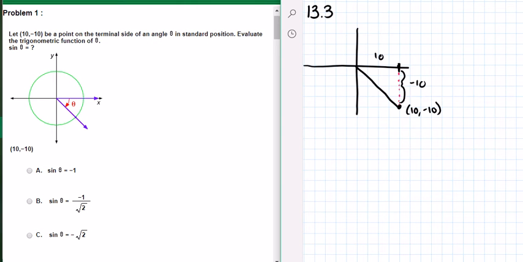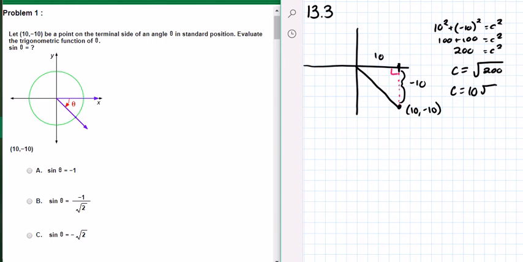So I have both of these legs, and the very first thing I need to do is find my hypotenuse. In order to find my hypotenuse, I'm going to use the Pythagorean theorem. 10 squared plus negative 10 squared equals c squared. 100 plus 100 equals c squared. 200 equals c squared. And then when I take the square root, c equals the square root of 200. Breaking that down exactly, c is going to be 10 radical 2.